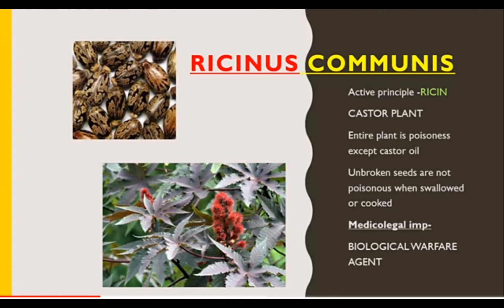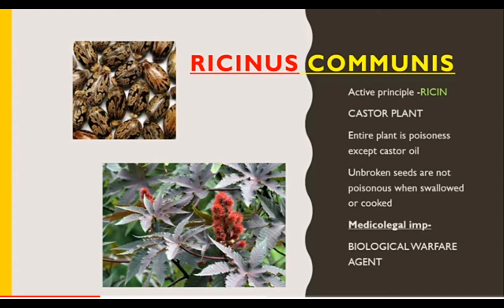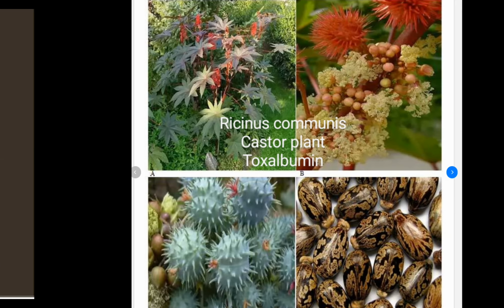Then we have Ricinus communis. Its active principle is ricin, also known as the castor plant. The entire plant is poisonous except the oil. Unbroken seeds are not poisonous. Medicolegally, it is a biological warfare agent. Ricinus communis is reddish. R for Ricinus communis or castor plant: in castor also R is coming, and in Ricinus communis R is coming. So it will be reddish and it will have these seeds. Seeds are brownish with blackish spots on them.